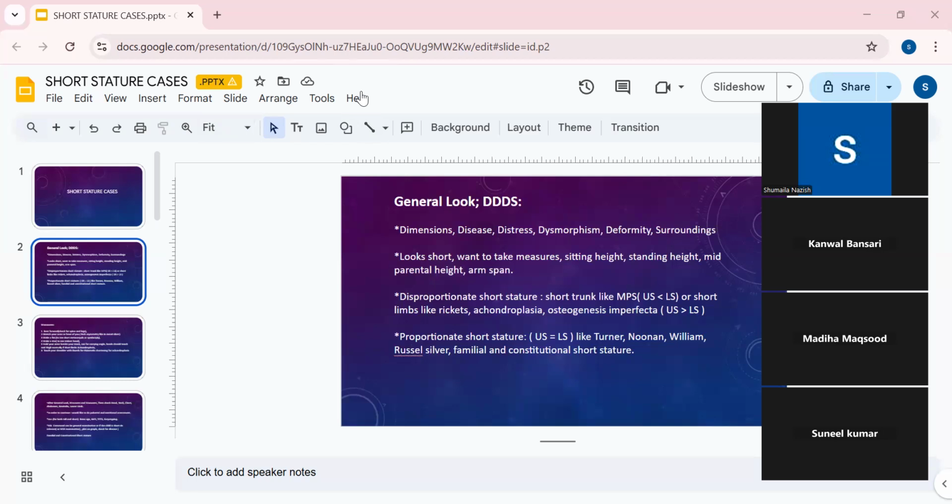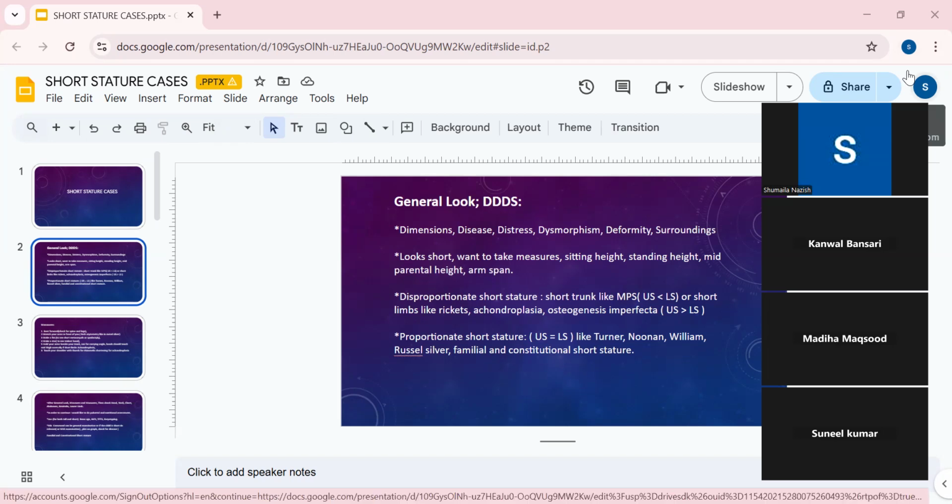Okay, so whenever you have, sorry. Yes, doctor. Ma'am, as we are starting the examination, first we have to tell the examiner, I would like to do the height of the patient. When you encounter a patient who is short, you have to mention that you would like to take the sitting height, standing height, arm span, and the mid parental height. He will say, okay, you can do it in the end.